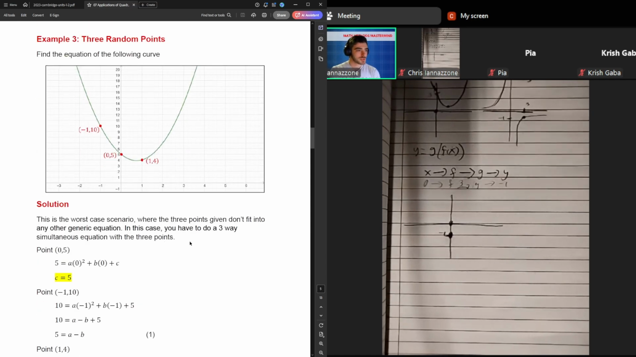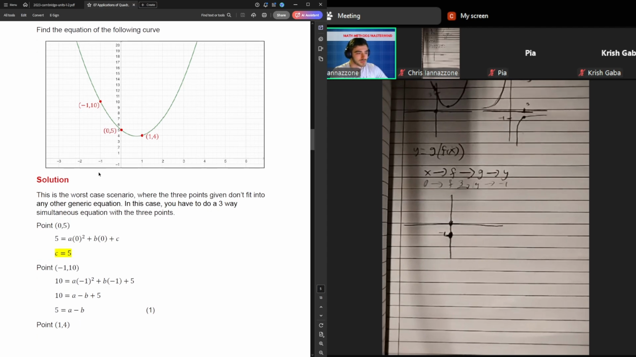Worst case scenario, you've got 3 random points. So under those circumstances, this really worst case scenario could become a 3-way simultaneous. If you're lucky, or rather, if the assessor was nice, they would give you the y-intercept. The reason why that's kind of lucky is because when you have x equals 0, your plus c value will always be whatever the y-intercept is, simply because everything else disappears. So in this case, it's just a 2-way simultaneous.